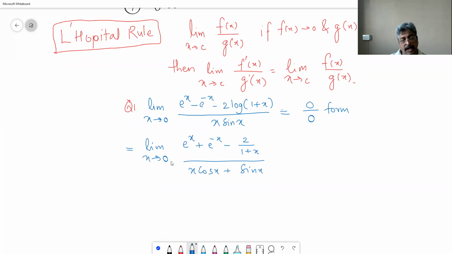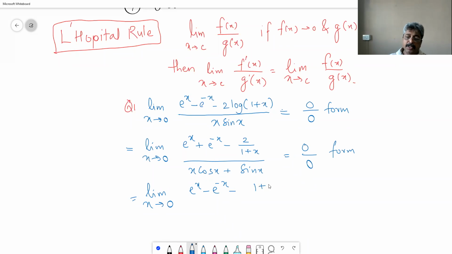Now if you substitute again, 1 plus 1 is equal to 2, and then if you put 0, 2 minus 2 is again 0, then 0, that makes this 0 and this is 0, therefore again 0 upon 0 form. So that should be equal to the limit, differentiate again, e raised to x minus e raised to minus x. What is the derivative of this?